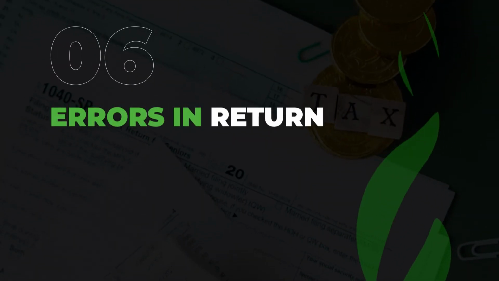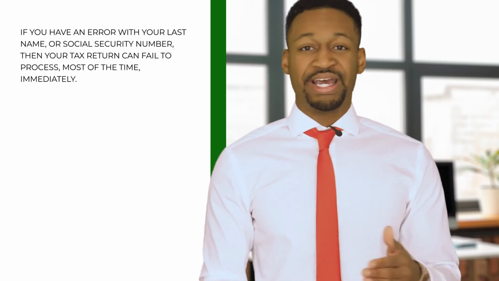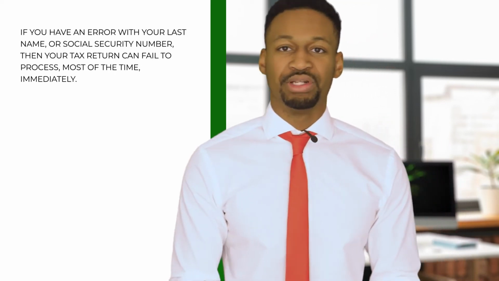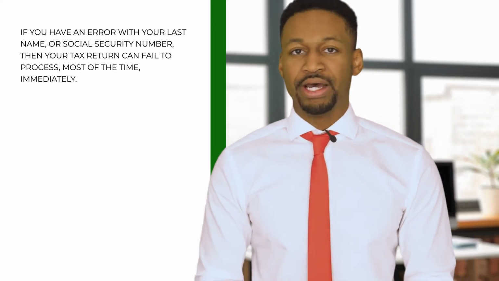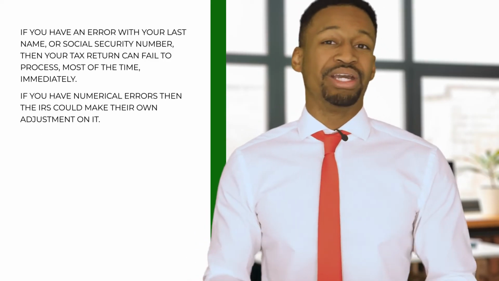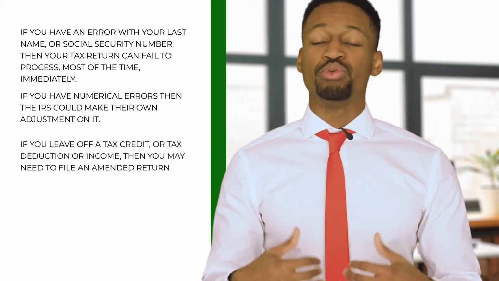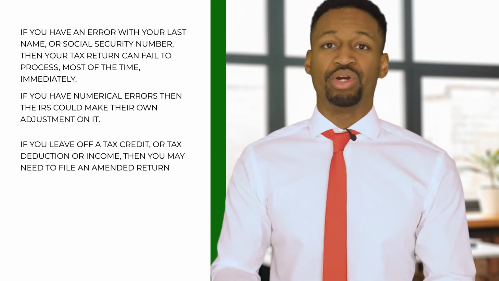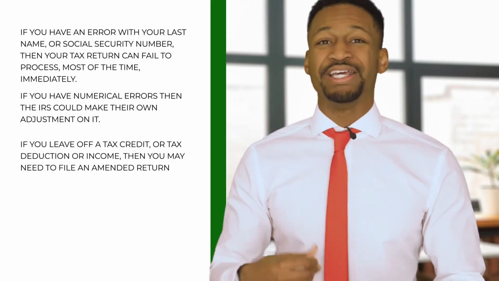Okay, now mistake number 6 is errors in your return. So if you have an error in your tax return, such as a misspelling of your last name or a social security number being slightly off, then your tax return can fail to process, most of the time immediately. Now, if you have numerical errors, then the IRS could make their own adjustments to your return as well. And in the worst cases, if you leave off something like a tax credit or a tax deduction or taxable income, then you may need to file an amended return. Ain't nobody got time for that.